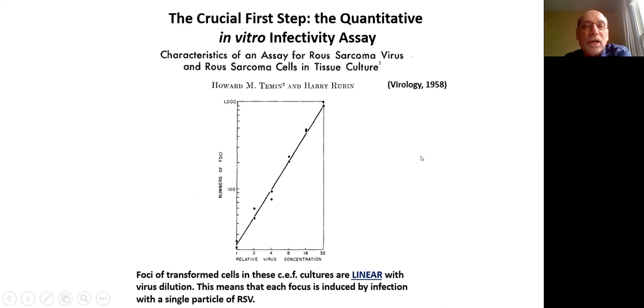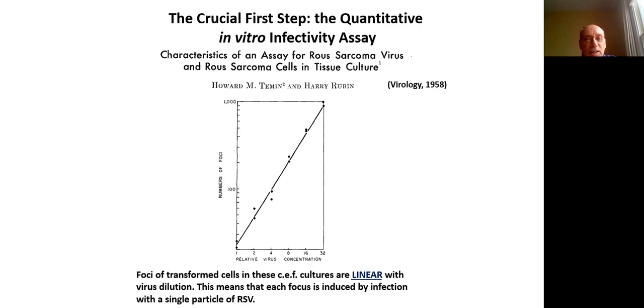So Howard Temin and Harry Rubin, working at Caltech in the late 50s under the auspices of Renato Dulbecco, worked out the conditions under which chick embryo fibroblast monolayer cultures could be infected with Rous sarcoma virus, and they would develop discrete foci of transformed cells, which could easily be counted.